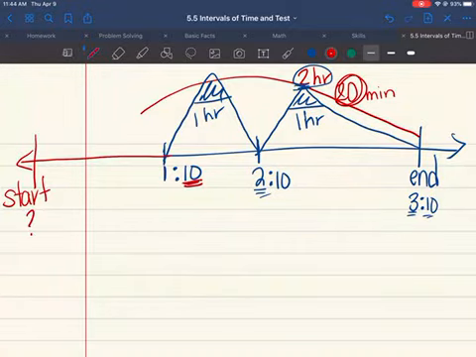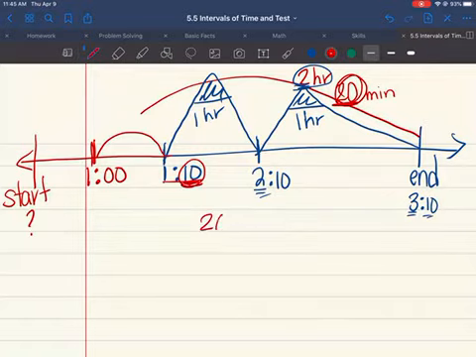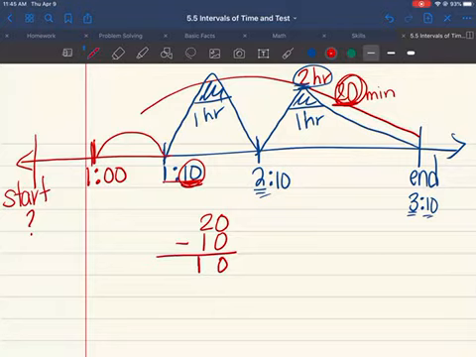So if I'm at 1:10 and I need to take 20 minutes away, I can go ahead and do a mountain for 10 minutes. So that would get me to 1 o'clock. But I needed 20 minutes and I only took 10 away. So how many more minutes do I need?